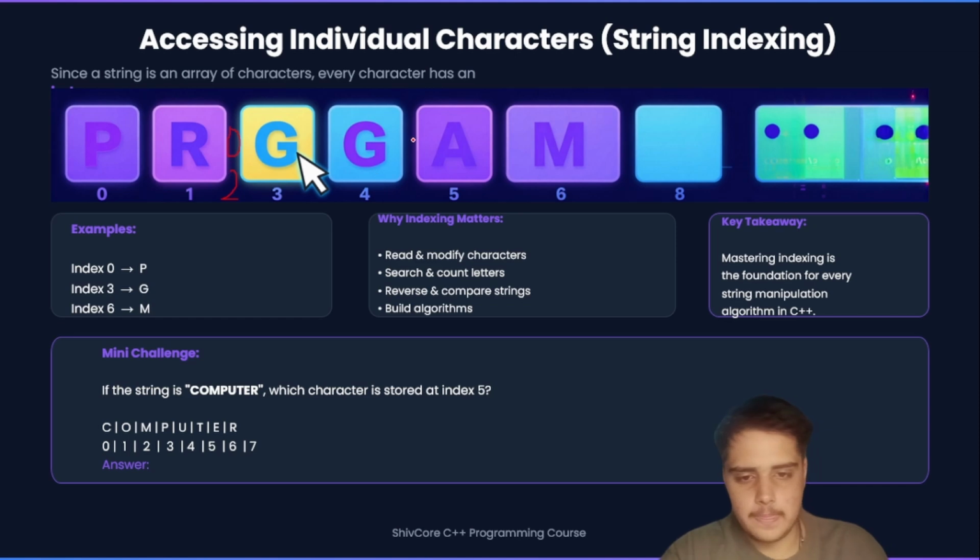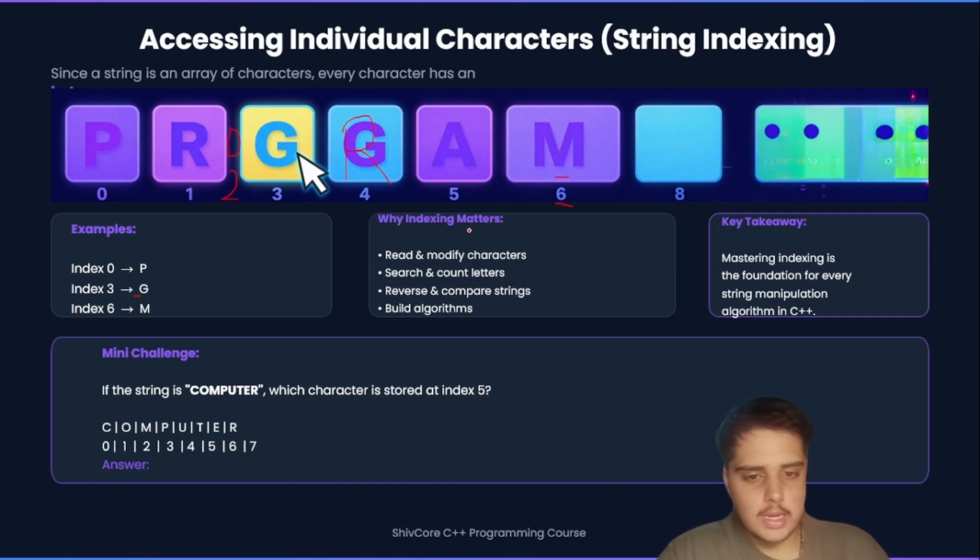Oh, this is R, not G. A little problem. Yes. So G is at index 3, and M is at index 6, as you can see.